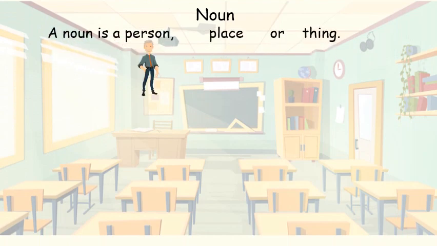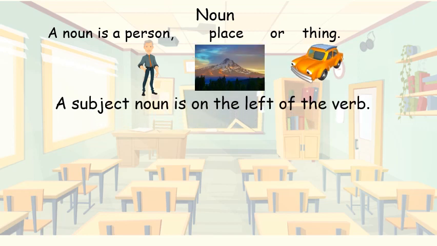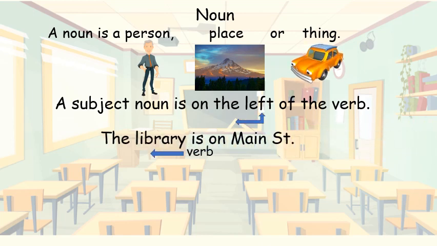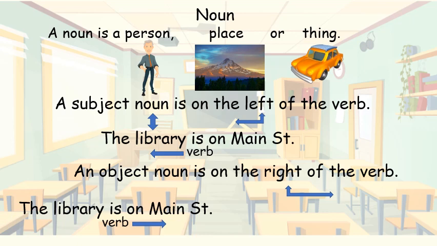Again, a noun is a person, place, or thing. A subject noun is on the left of the verb. The library is on Main Street. The verb is "is." The subject noun is the place, library. An object noun is on the right of the verb. The library is on Main Street. The object noun is the place, Main Street.